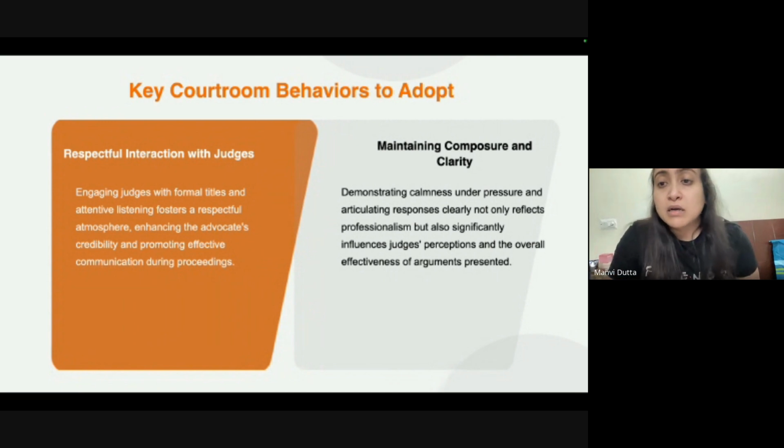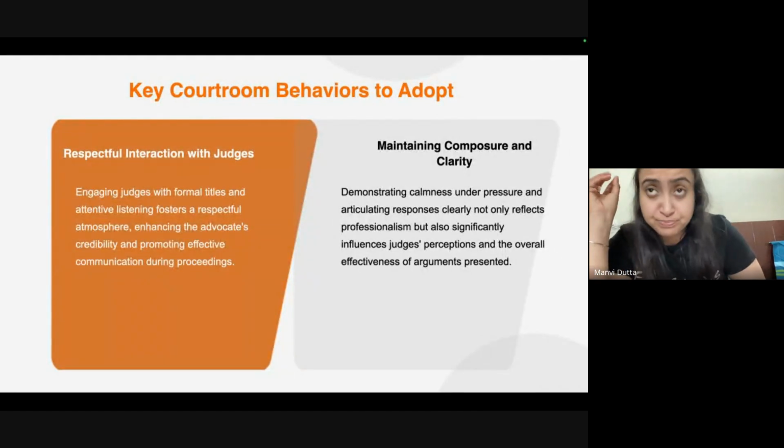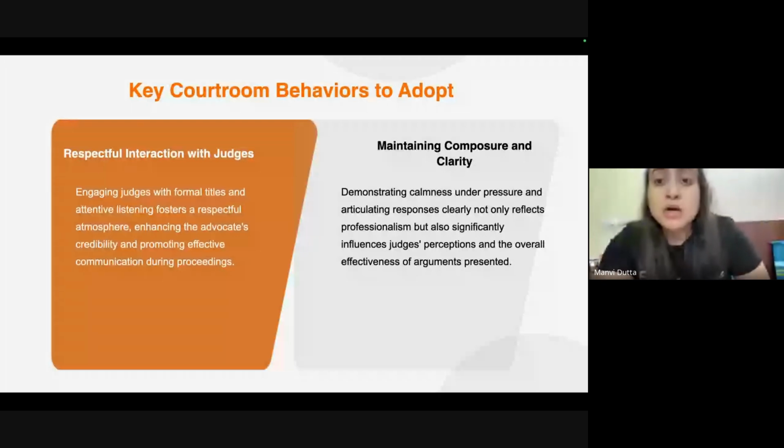Then, how to maintain composure and clarity: you should always be calm and composed, and whatever you are stating in court should be with utter clarity. You should be clear about each and every component that you are sharing, each and every legal aspect that you are contending. You should never feel pressurized or nervous. You should always remain calm. That is the main key whenever you are presenting your contentions in your oral advocacy, and it is part and parcel of your courtroom mannerism.